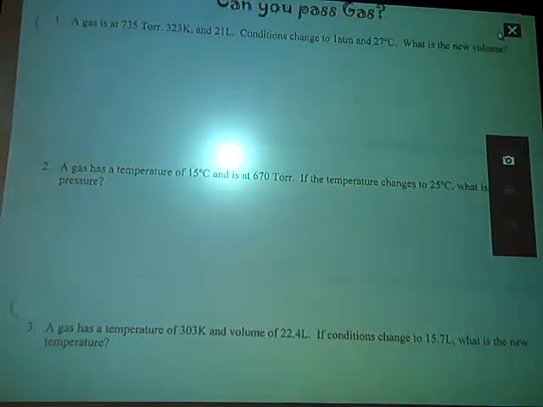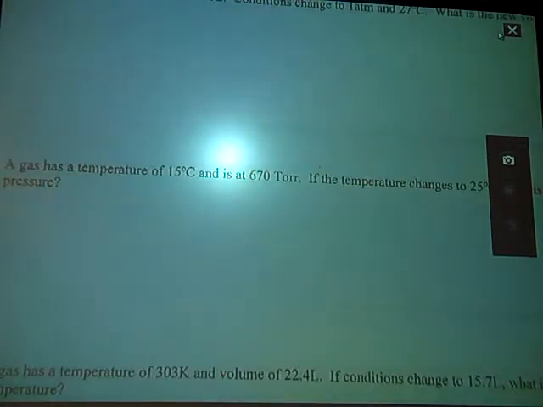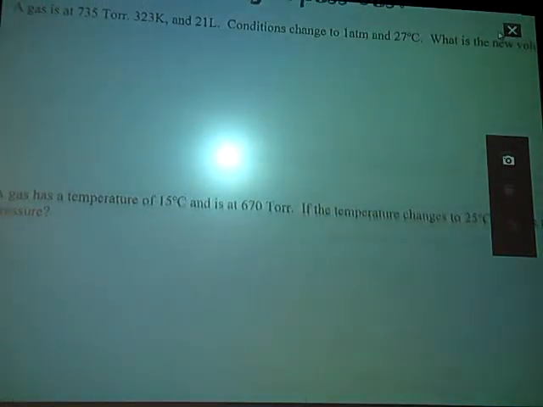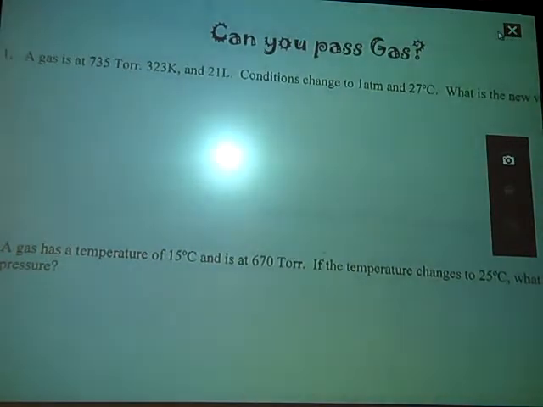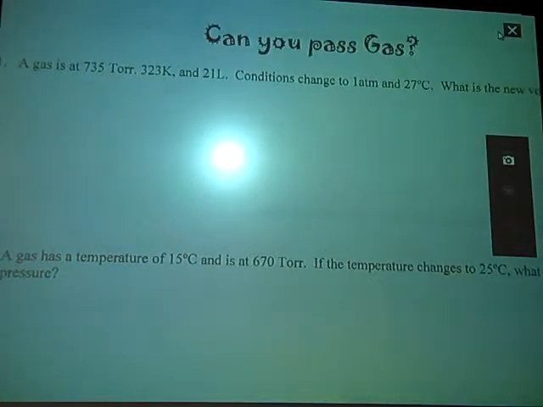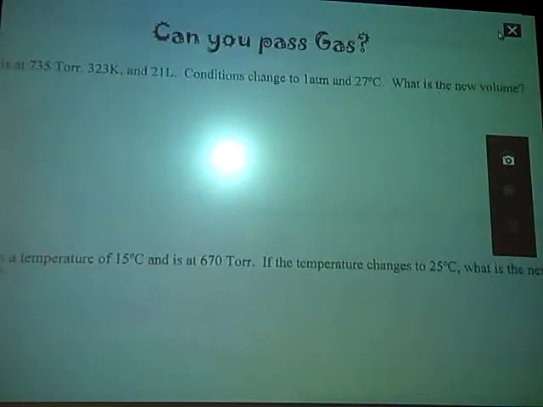All right, couple of examples. A recommendation I always make to my students is that if you don't know where to begin, start by underlining what looks useful. So if we look at number 1, a gas is at 735 torr, 323 Kelvin, and 21 liters. Hopefully you can read that. It's kind of small. Conditions change to 1 atmosphere and 27 degrees Celsius. What is the new volume?